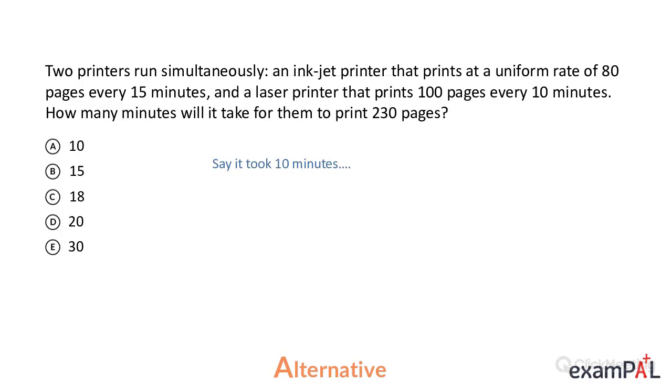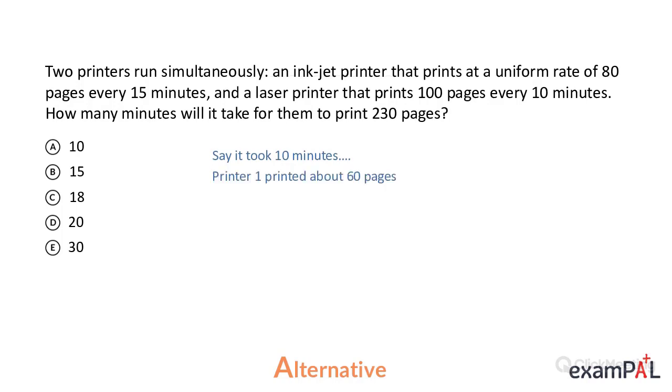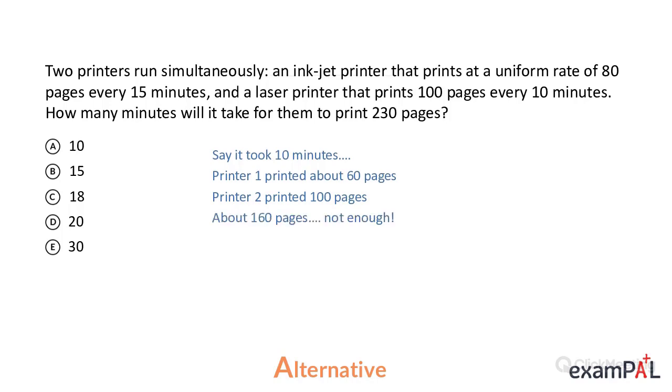So let's say that we had 10 minutes for both of the printers to print 230 pages. We know that the inkjet printer prints 80 pages in 15 minutes. So we're going to guess at this stage. We're not going to calculate it, but it's going to be a bit more than half, not too much more than half. It's going to be about 60 pages. So that's more or less what the inkjet printer did. The laser printer is really easy. If we had 10 minutes, then of course it printed 100 pages, and you can see right away that that's not enough. Even if our calculations aren't exact, and they don't need to be exact for this, we're at about 160 pages, which is way, way less than what we need. So it's definitely not going to be A.